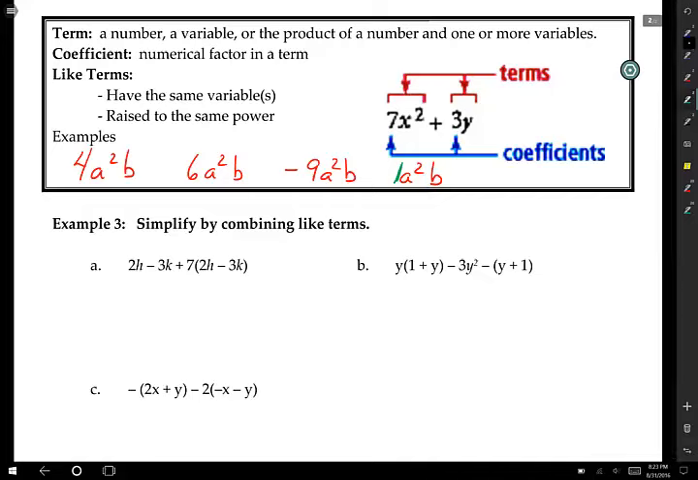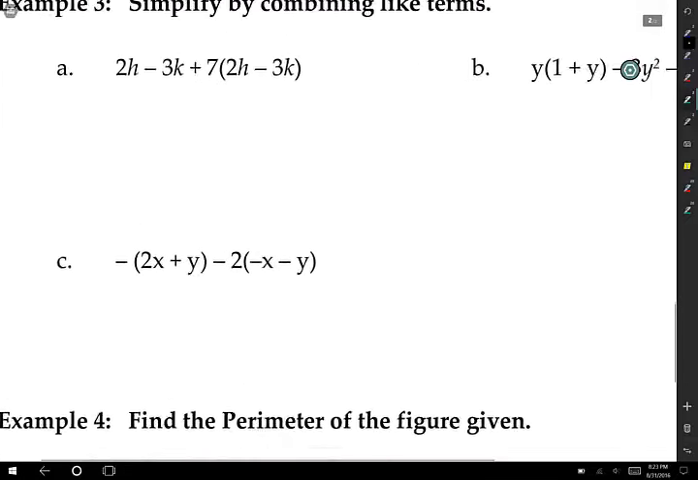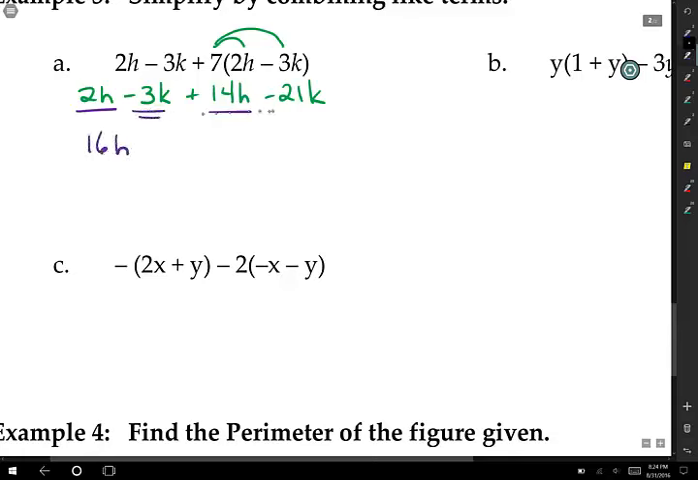So, in our example 3, we're going to try to simplify the like terms. Remember, like terms are terms that have the same variable and the same exponent. Our first example, we're going to need to distribute that 7 outside the parentheses. That gives us 14h and minus 21k. Our like terms that we're identifying are first my h's, that gives me 16h, and then second my k's. That gives me negative 21k.